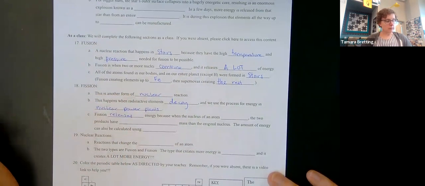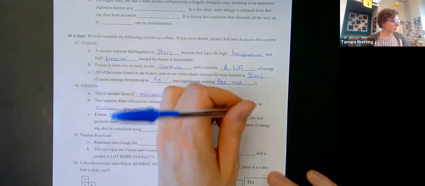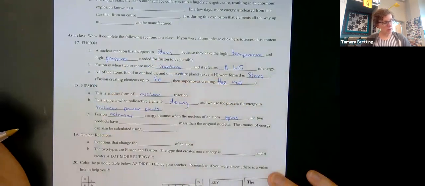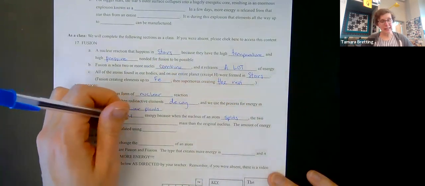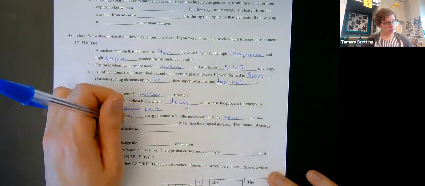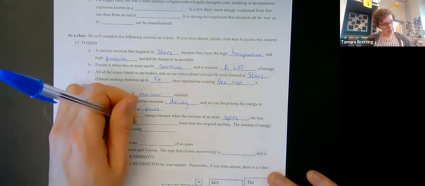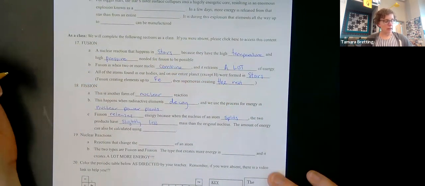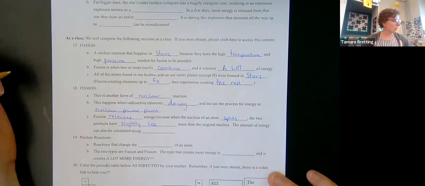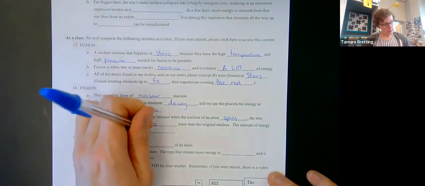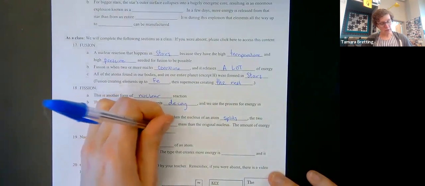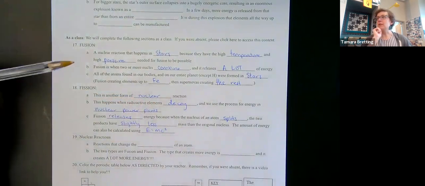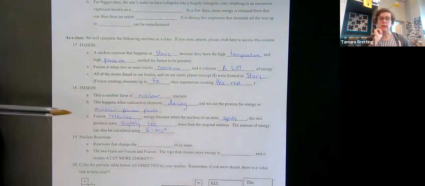Because when the nucleus of an atom splits, the two products have slightly less mass than the original nucleus. The amount of energy can also be calculated using E equals mc squared. So that's the equation that we use when we're calculating the energy released in fusion, E equals mc squared, but it's also used to calculate the amount of energy released in fission.